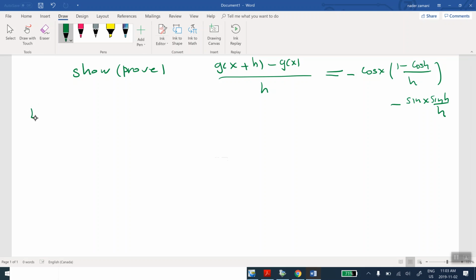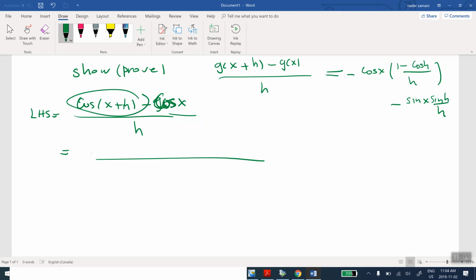That's really all. The left-hand side is equal to, well, it's going to be cosine of x plus h, right? Because if g of x is cosine of x, g of x plus h is cosine of x plus h, minus cosine of x, divided by h. Clean it up so we can expand this. It's going to be cos x cos h minus sine x sine h, minus cos x, divided by h.